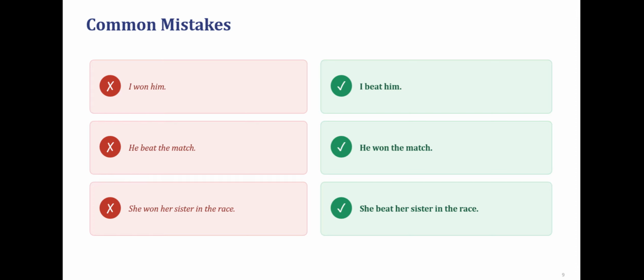Let's look at some real mistakes I hear all the time, and fix them together. Mistake number 1, "I won him." This is wrong because him is a person, not a thing. The correct sentence is "I beat him." Mistake number 2, "He beat the match." Also wrong, the match is an event, not a person. The correct sentence is "He won the match." Mistake number 3, "She won her sister in the race." Wrong again, her sister is a person. The correct sentence is "She beat her sister in the race." Do you see the pattern now? Every single mistake happens when we put the wrong type of word after win or beat.